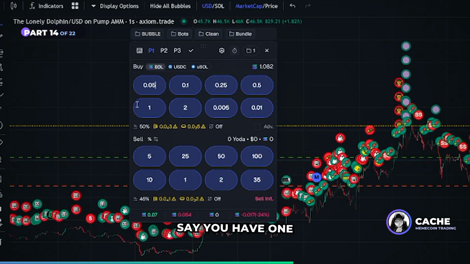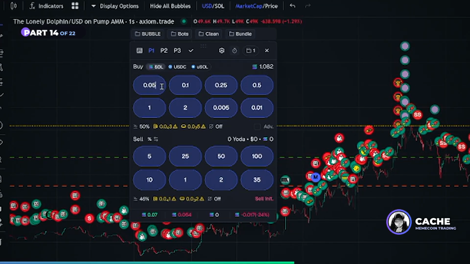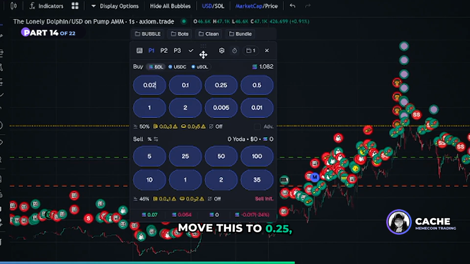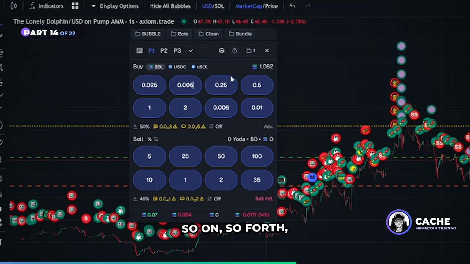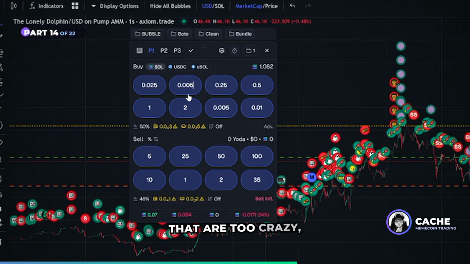So let's say you have one SOL. I would even move this to 0.25. Let's move this to like 0.05 and so on and so forth. Don't have any numbers that are too crazy.